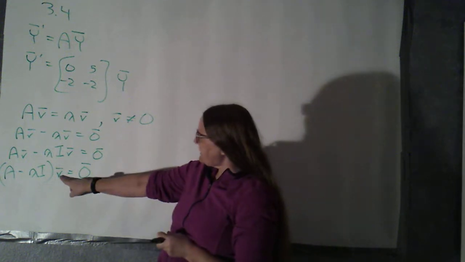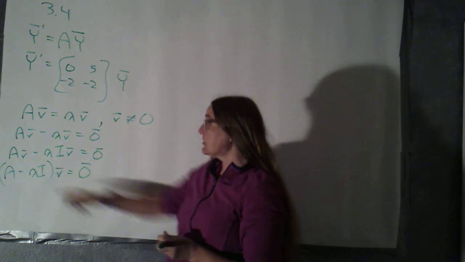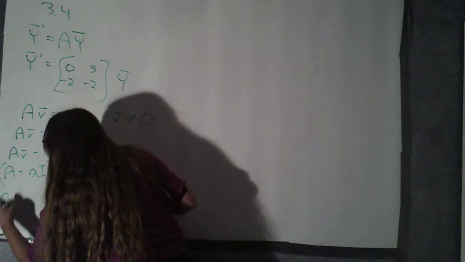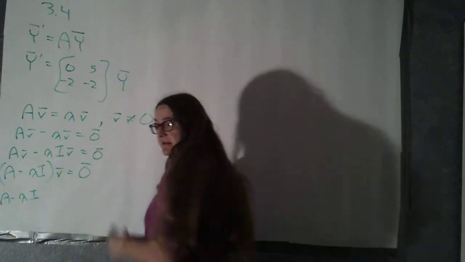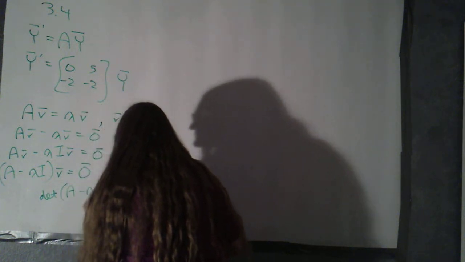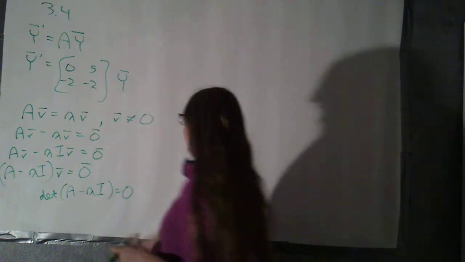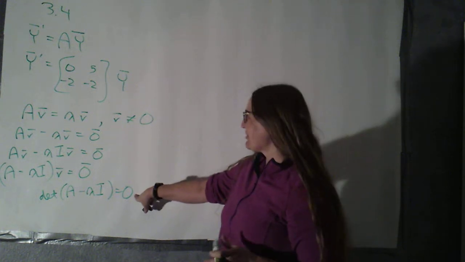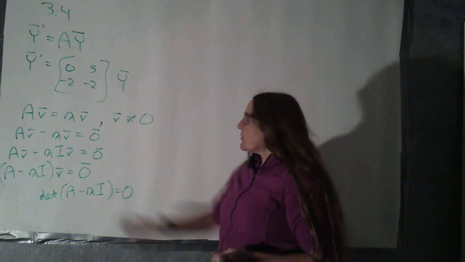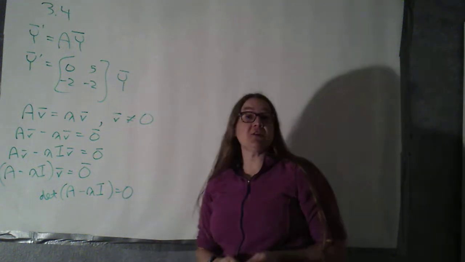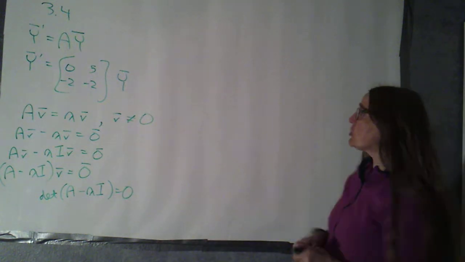And then we got from that that since v could not be the 0 vector, that meant that the determinant of A minus lambda I had to equal 0. And that's 0 the number, not 0 the vector. All of these were 0 the vector. Okay. So that was good. The solutions to this equation would give us our eigenvalues. So let's try that here.